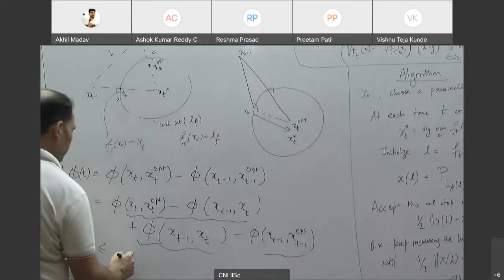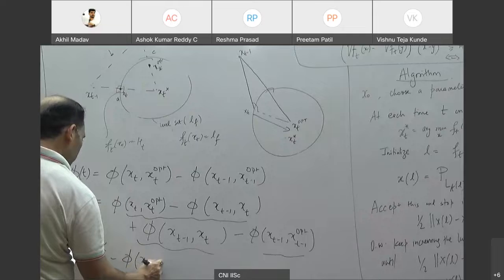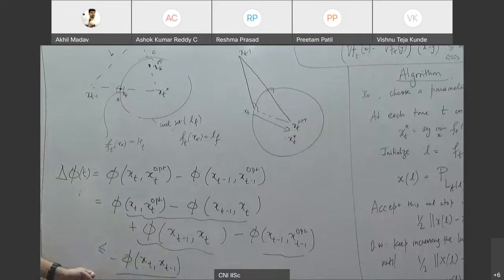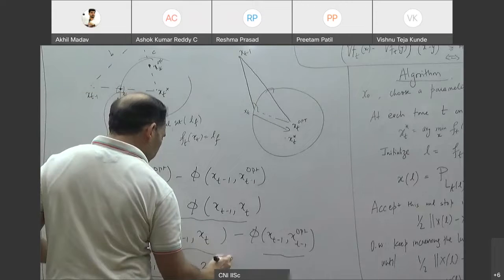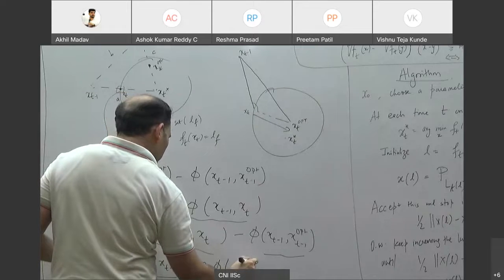Minus p xt, xt minus 1. This is the most important one. It's a negative sign. The negative is actually increasing, that I'm getting closer. By how much? This much amount. And this term increases 2 times. These are positive: xt and xt minus 1.